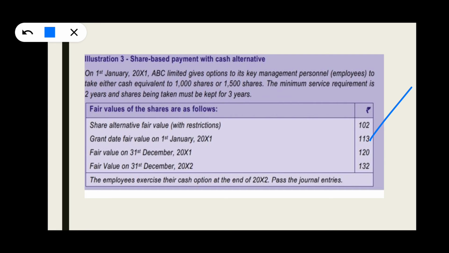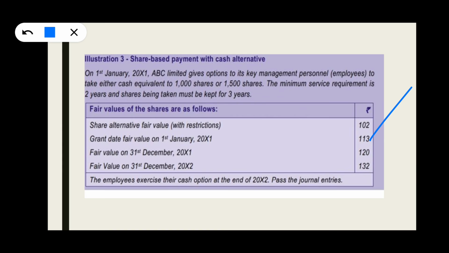Because we have assumed that if an employee takes total stock appreciation right, this much expense is recognized. But if he has taken equity, he has to pay 1500 into 102, where the expense is more. So for that we are going to recognize an equity component. So how much expense needs to be recognized? 1000 into 113 for cash settlement, that is nothing but stock appreciation right.